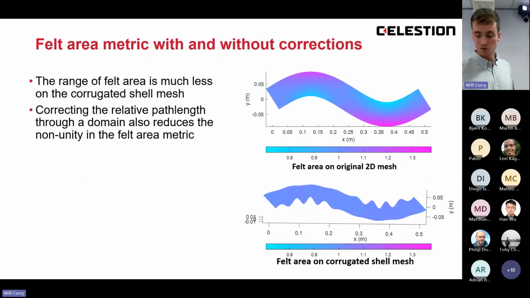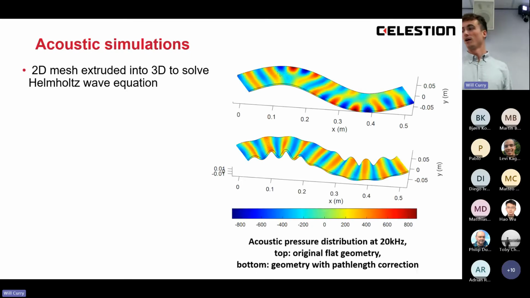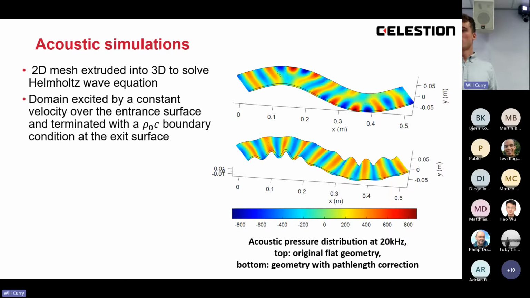Now some actual acoustics. The 2D mesh was extruded into 3D to allow the Helmholtz wave equation to be solved. The top plot here is that original 2D geometry, and the bottom one is the one with the corrugations. And this is the pressure distribution at 20 kilohertz. The domain was excited with a constant velocity over the entrance surface, and then terminated with a rho C boundary condition at the exit surface.